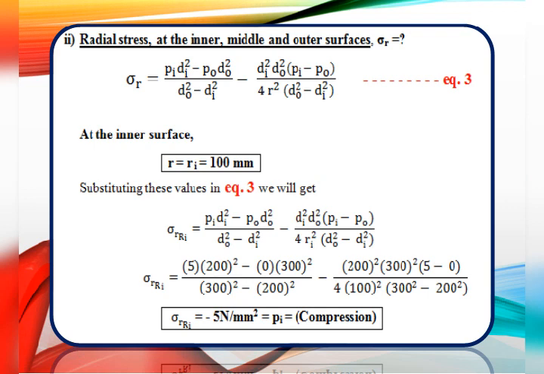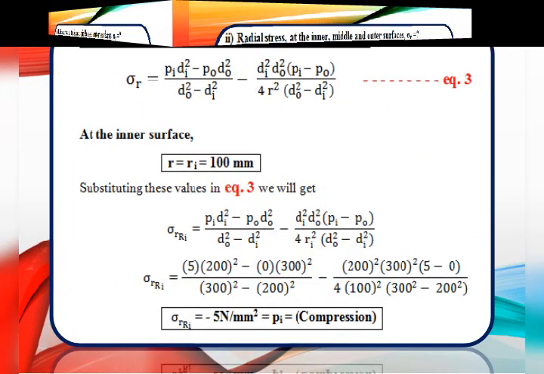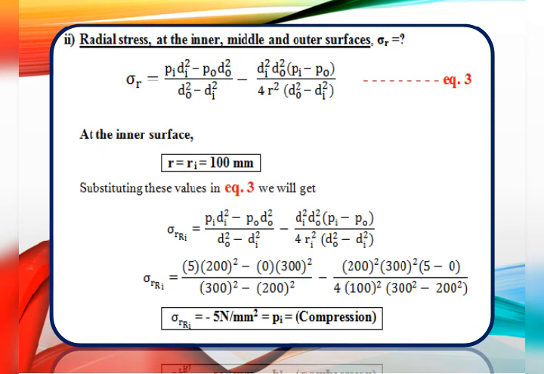Soon after evaluating sigma t ri, sigma t rm and sigma t r naught, that is 13 Newton per mm square, 9.76 Newton per mm square and 8 Newton per mm square, now we will move on to find the radial stress sigma r at the inner, middle and outer surfaces.